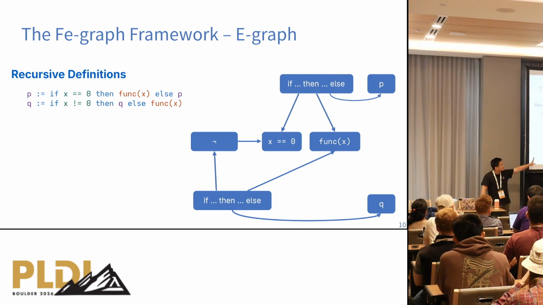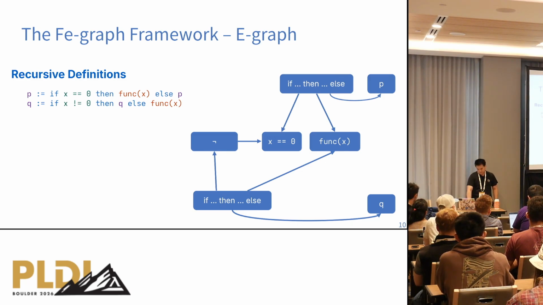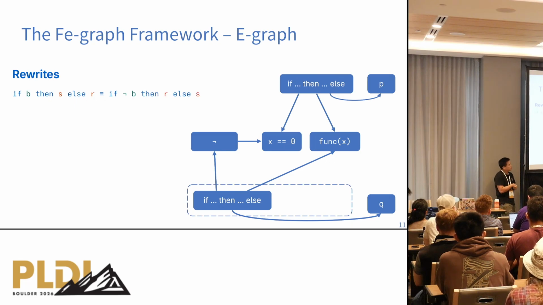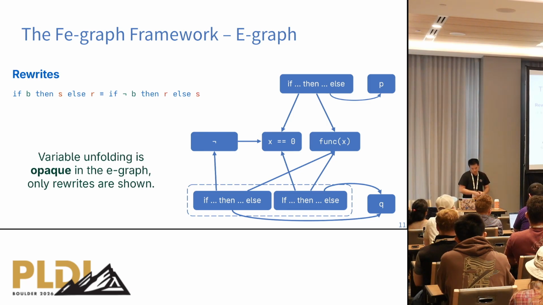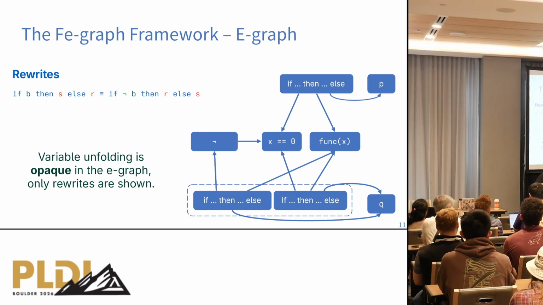And similarly, we can insert the recursive definition of Q. And because we have this rewrite rule, we can saturate via this rewrite rule. Specifically, in here, we notice that there's a pattern that matches the rewrite rule. Therefore, we are going to insert another node, the right side of the rewrite. Okay. And this is a very important point: variable unfolding is opaque with respect to the eGraph, in the sense that variable unfolding is not handled by the eGraph, only the rewrites are.